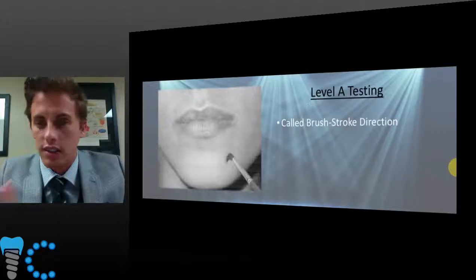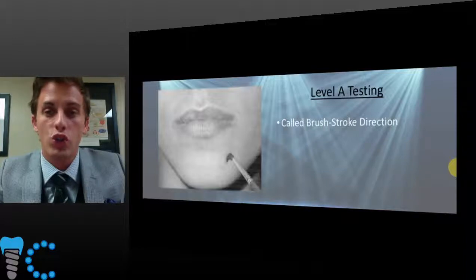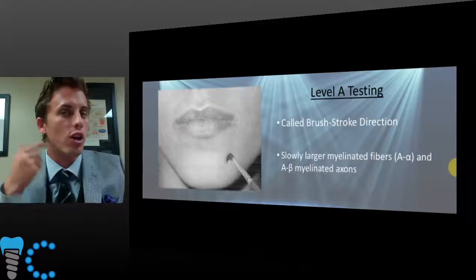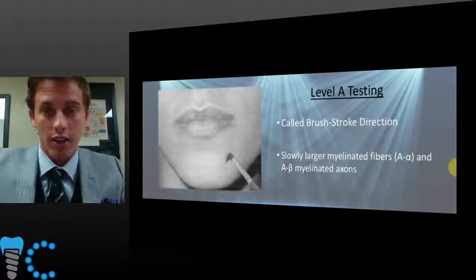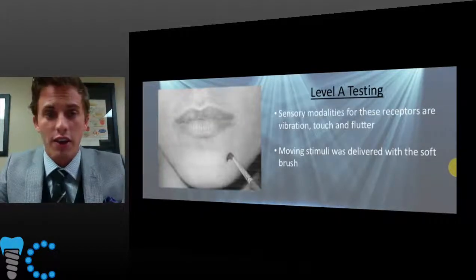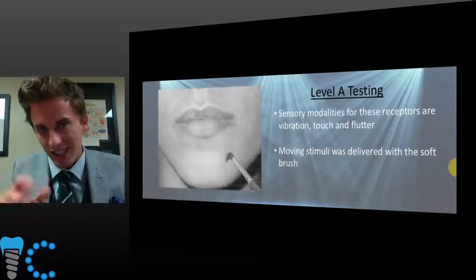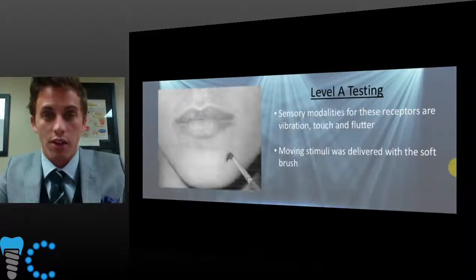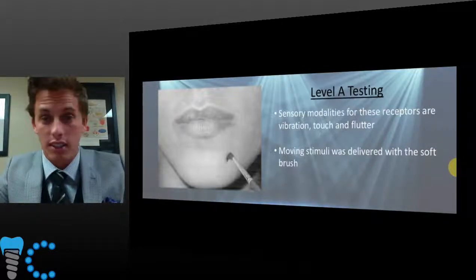The second test that we use within level A testing is called a brush stroke directional test. This is where we take a little brush and do brush strokes to determine if we're going left or right or up and down, and the patient's eyes are closed. So we're basically trying to figure out what type of stimuli is delivered by the brush. Again, this is touching a different type of nerve fiber. This is gathering data on whether or not the nerve injury is permanent, or if it's being reversed spontaneously or not.